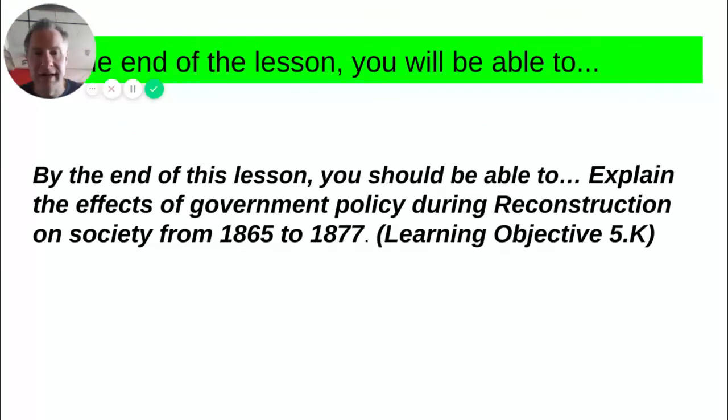Okay, so we are at the end of part 1 here, and you should be able to explain the effects of government policy during Reconstruction on society. We're primarily talking about African Americans and women when we talk about this, but you might also want to mention what impact it had on white Southerners as well.